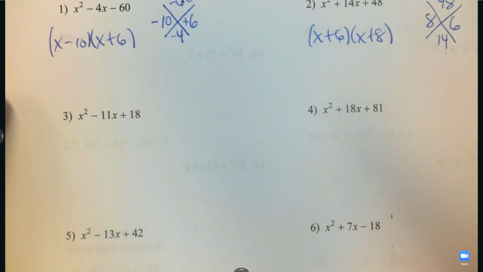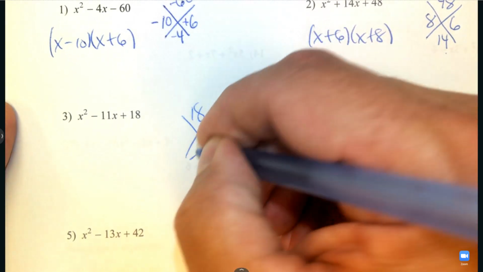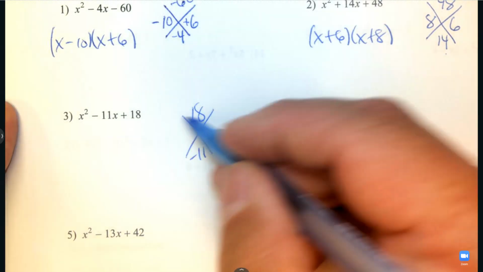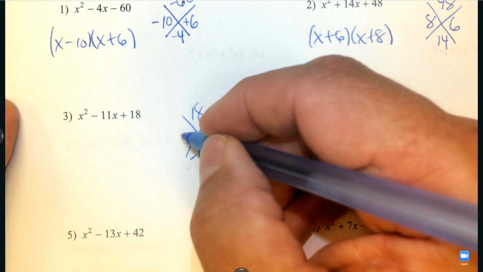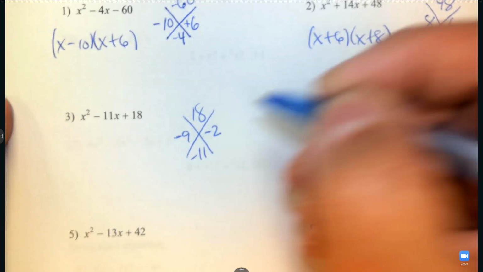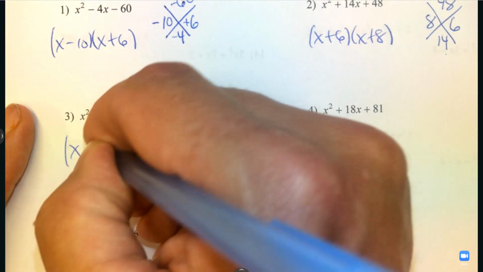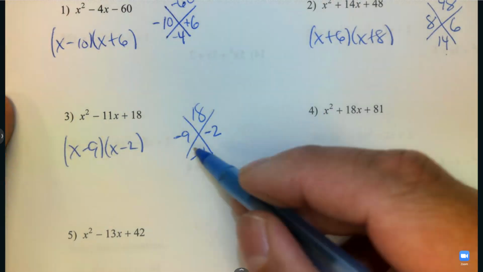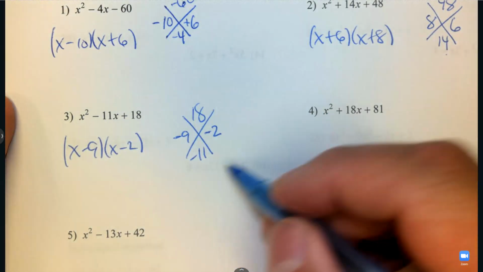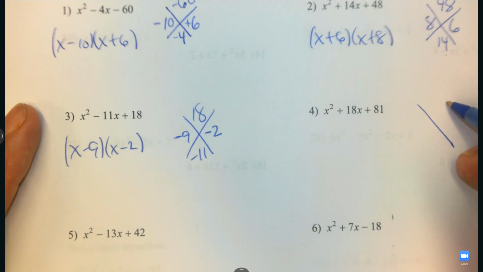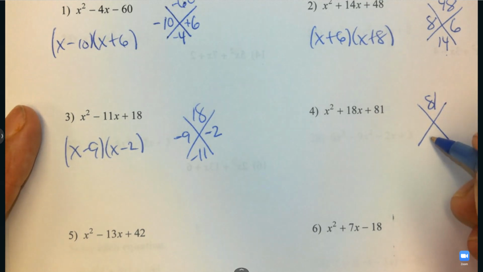Again, press pause and try it. Did you set it up correctly? What are the numbers that make 18 and -11? So those two numbers are -9 and -2. Signs matter. They both need to be negative because a negative times a negative is positive and adds up to -11. Keep going, keep pausing, and trying your best.